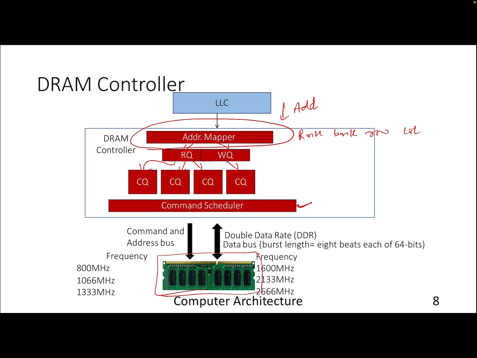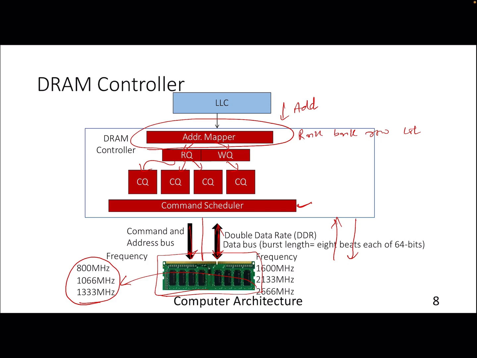Okay. One thing that we should note here is the interface that connects the DRAM controller and the DIMM. So there is a command and address bus which is unidirectional, but the data bus is bidirectional, right? So in case of a load, you get the data from DRAM. In case of a write back, you put the data back into the DRAM, right? And these are DDR DRAMs, which means double data rate, which means you can send data on both the positive edge and the negative edge, or the rising edge and the falling edge of the clock. So that's why if you look at the frequency of the address bus, you will find that it is half of the data bus, right?